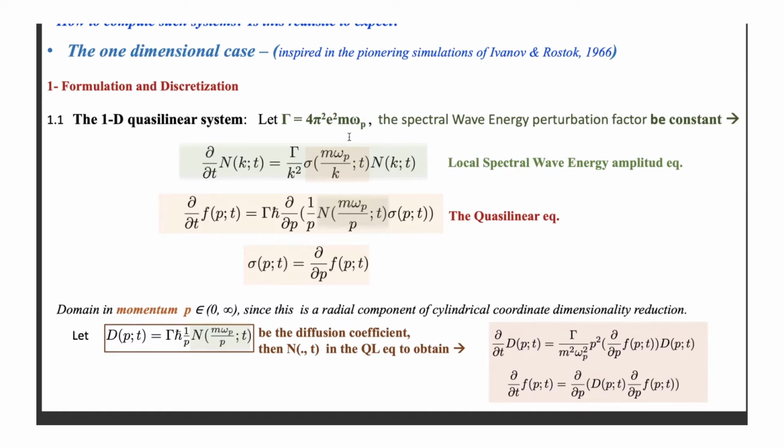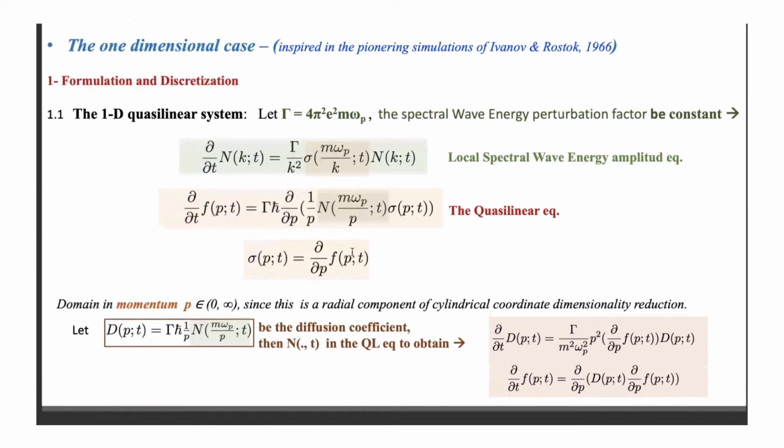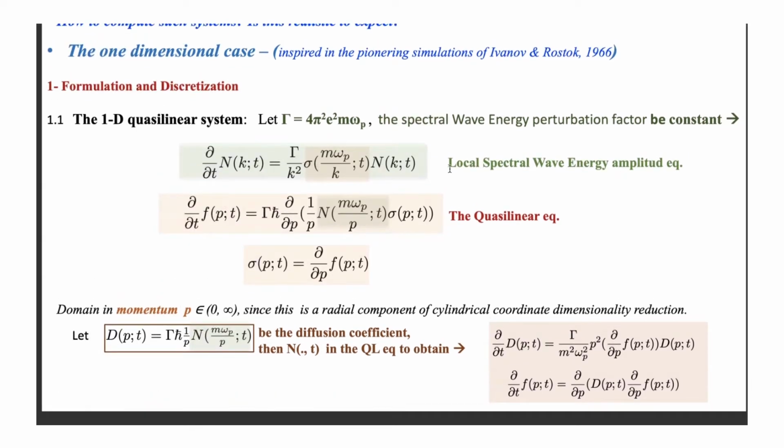This is what I want you to focus on. The local spectral wave energy amplitude, what I called W before, here it's called N. That's been in the files and then changes. So this is the spectral energy. But remember, green is the spectral energy wave function, and burnt orange, as I like to say, is the diffusion equation. And sigma here is the derivative of P.